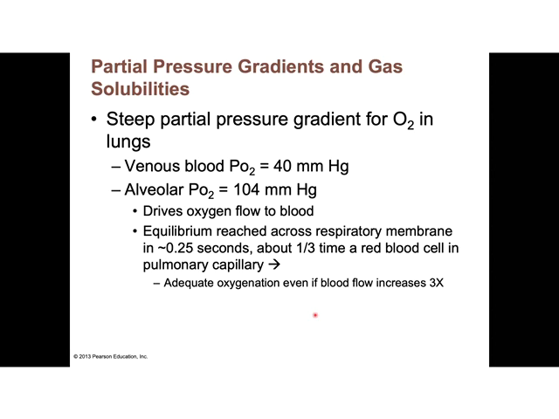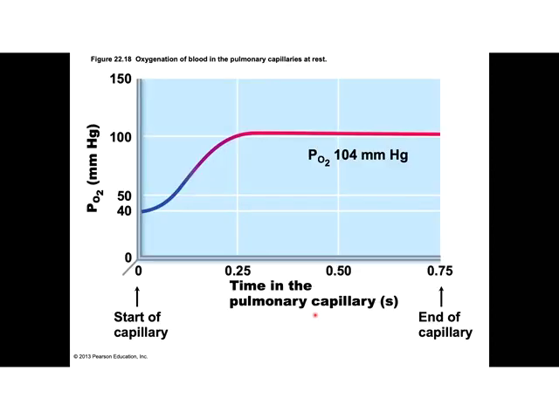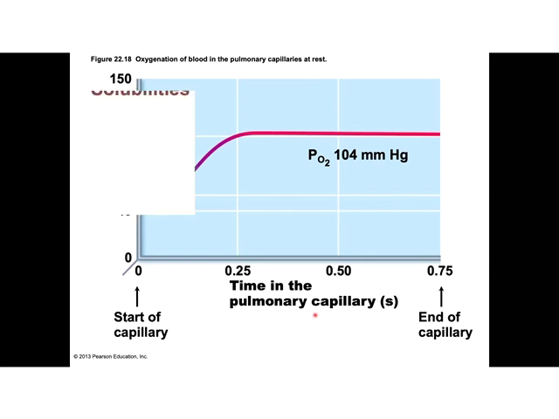The venous pressure for oxygen is 40 millimeters of mercury, and the alveolar pressure is 104. So that's enough to drive the oxygen into the blood in about a quarter second, which is about a third the time a red blood cell in the pulmonary capillary takes to go from the arteriole to the venule end. Okay? So that's more than enough time to get the job done. Right? And so you can see from the start to the end of the capillary how quickly we get to full oxygenation. All right? Shown here.